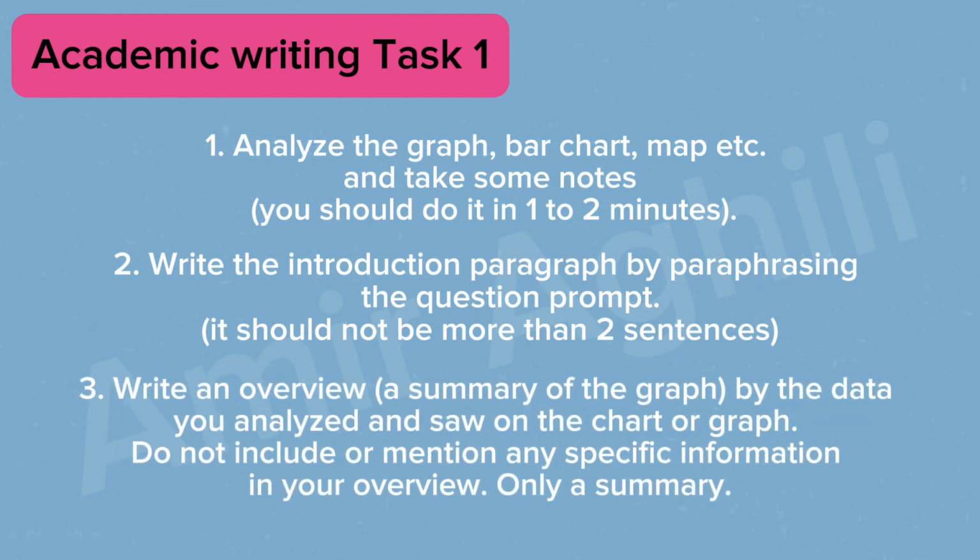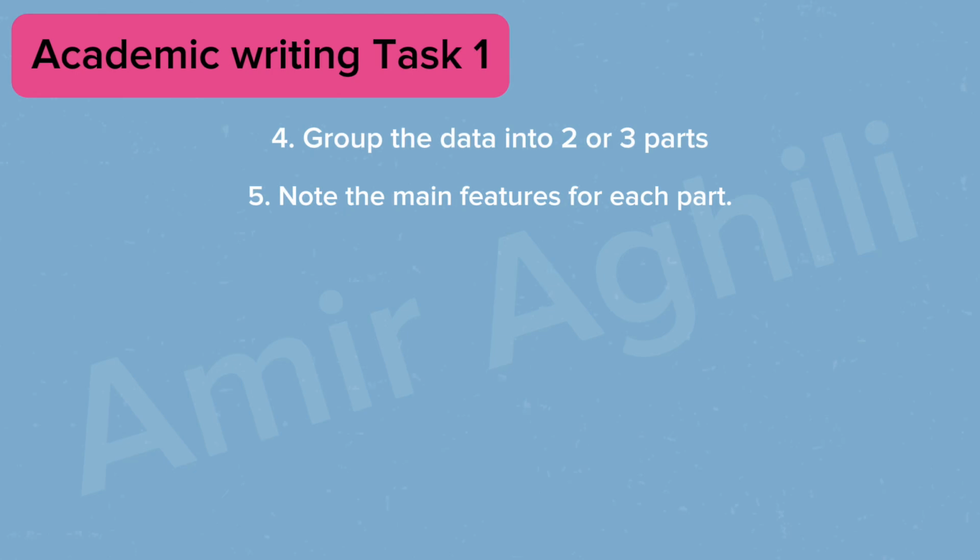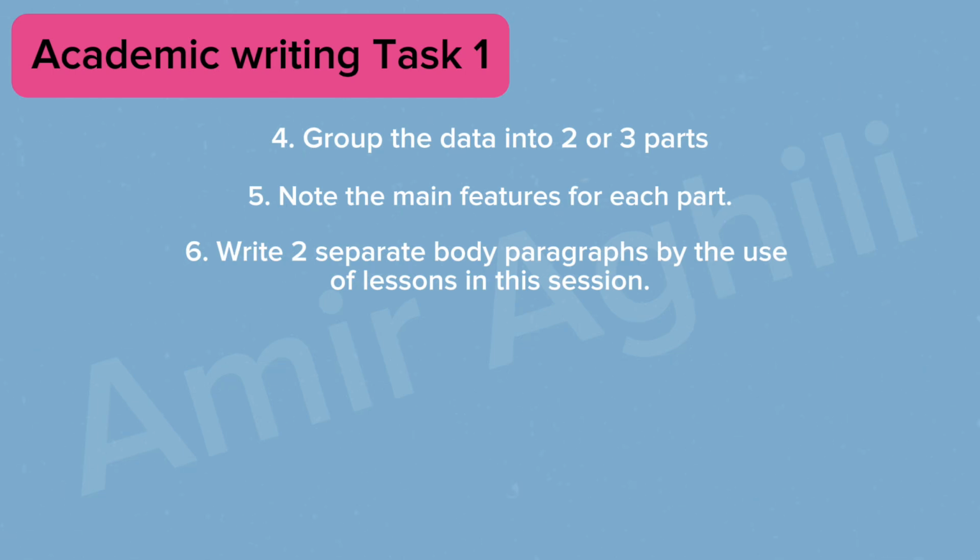Number 3. Write an overview, or better to say, a summary of the graph, by the data you analyzed and saw on the chart or graph. Do not include or mention any specific information in your overview, only a summary. Number 4. Group the data into 2 or 3 parts. Number 5. Note the main features for each part. Number 6. Write 2 separate body paragraphs by the use of lessons in this session.